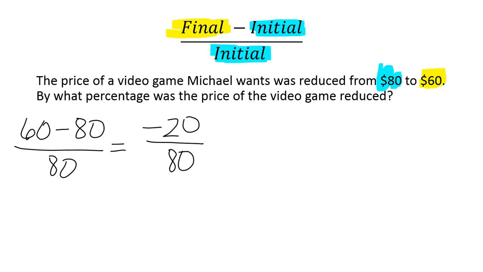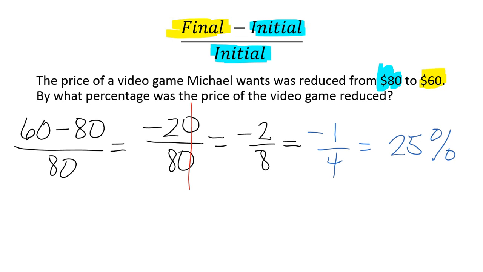Looking at my fraction, both of them end in 0, so I can reduce by crossing out those zeros, so that's the same as negative 2 over 8. Both of those are even numbers, so I can reduce that. That leaves me with negative 1/4, and 1/4 is the same thing as 25%. So my answer here, I didn't lose this negative sign. It's still with this 25%. It has to be included as part of my answer because that's what tells me that this was a reduction.